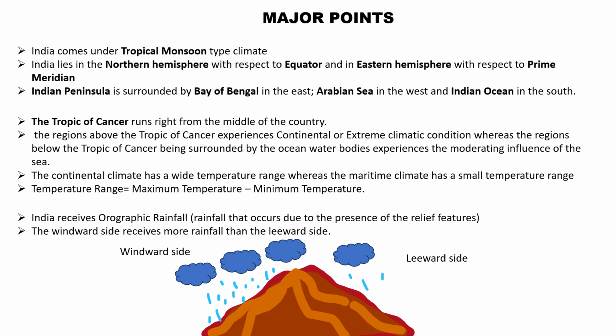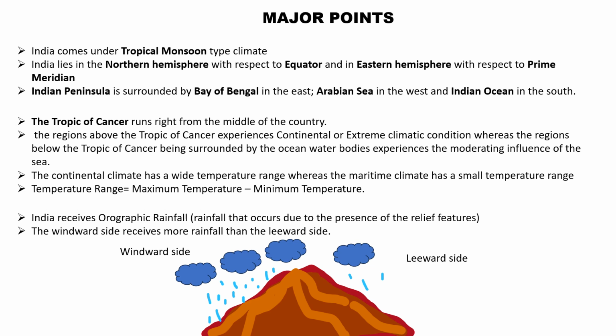Second, India lies in the northern hemisphere with respect to the equator and in the eastern hemisphere with respect to the prime meridian. The Indian peninsula is surrounded by the Bay of Bengal in the east, the Arabian Sea in the west, and the Indian Ocean in the south. The Tropic of Cancer runs right through the middle of the country.